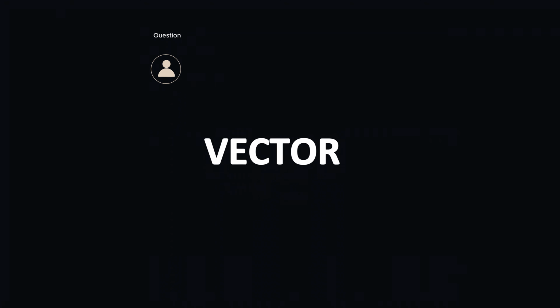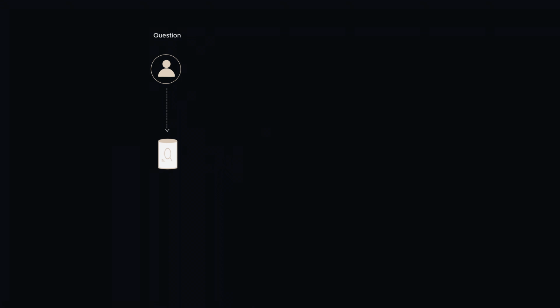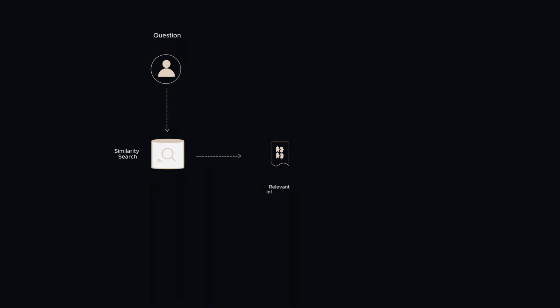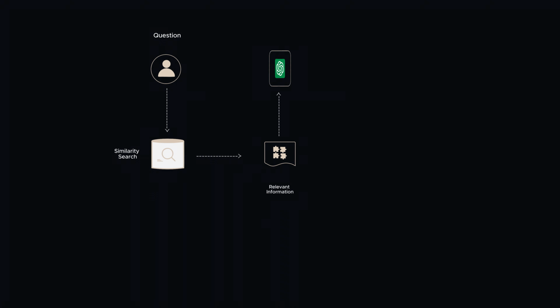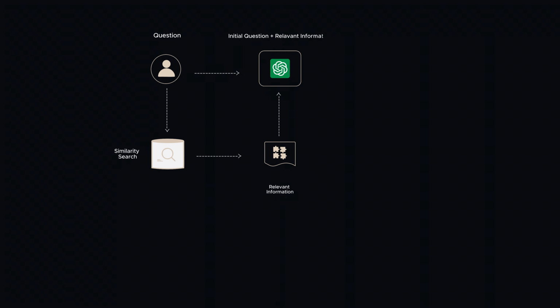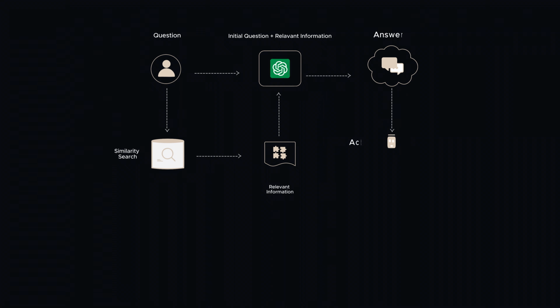When a user asks a question, the question is then converted into a vector, which is a numerical representation of the question. The vector is then used to do a similarity search in a vector database. The vector database fetches the relevant chunks of information and sends them back to the language model. So now the language model both has the initial question and the relevant information from the vector database, enabling it to provide an answer or take an action in a modular setup.